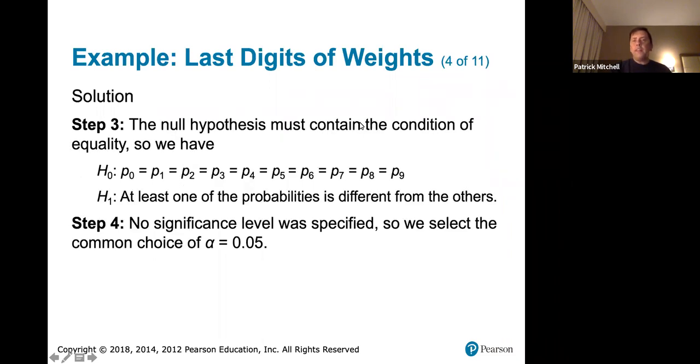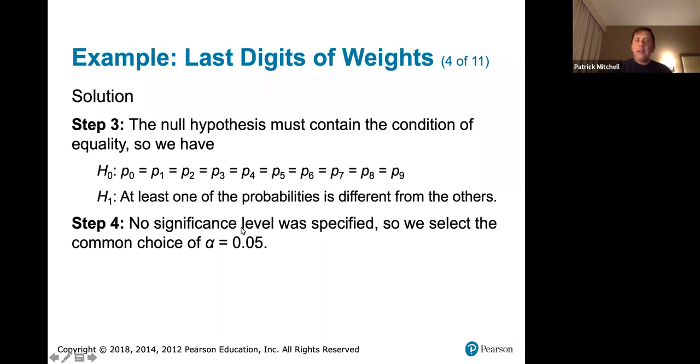The null hypothesis must contain the condition of equality. So we have the null hypothesis is that all of these probabilities are equal. The alternative hypothesis is that at least one of them is different. Okay, so logically, these two statements have opposite meaning.